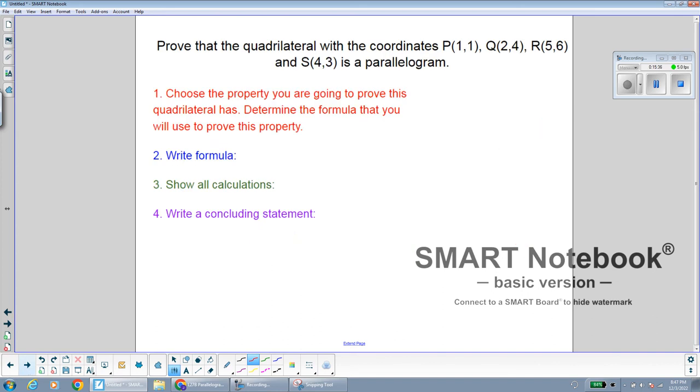The last thing we're going to talk about is how to prove a quadrilateral is a parallelogram using coordinate geometry.